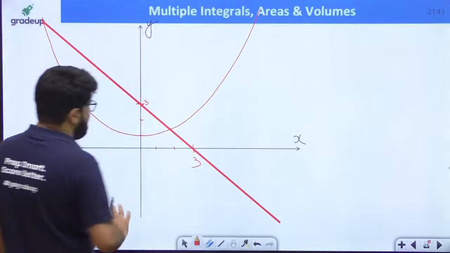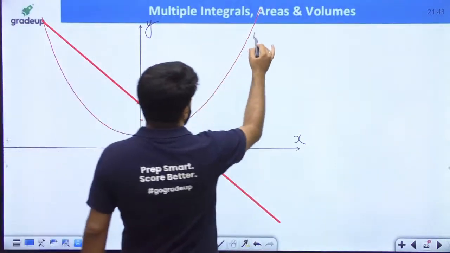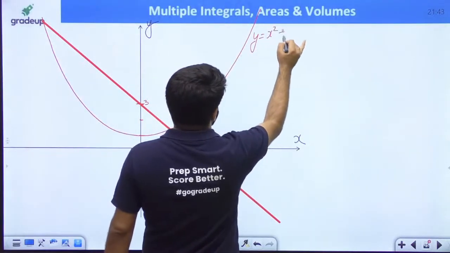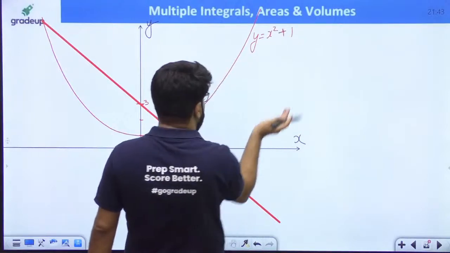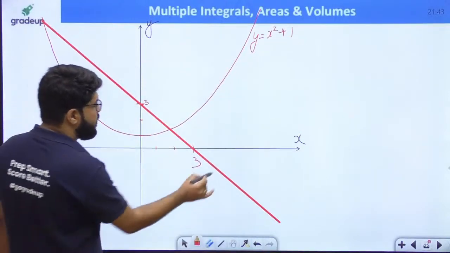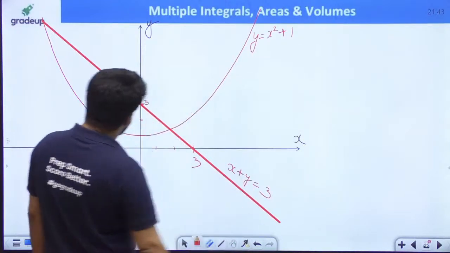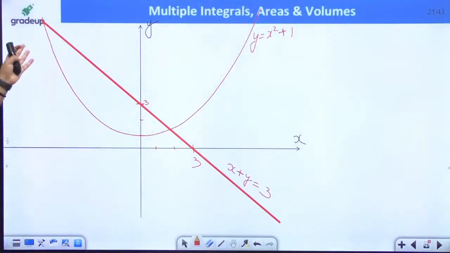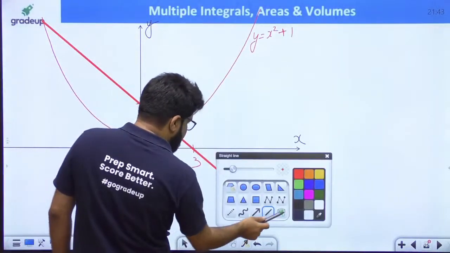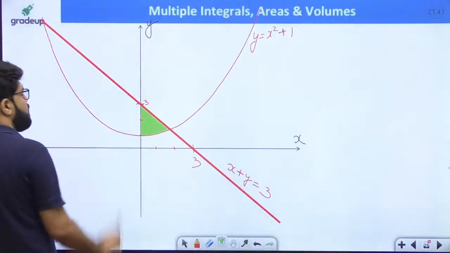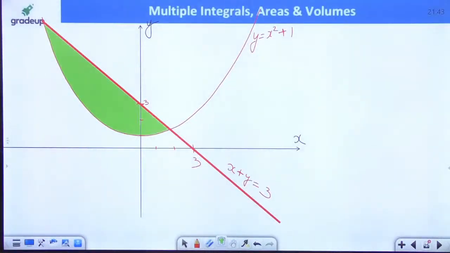Okay, this is the straight line, and this is the parabola. y is x square plus 1, the raised parabola, the uplifted parabola, and this is the straight line x plus y equal to 3. So the area to be considered here, let's sketch that area. This is the total area to be considered.